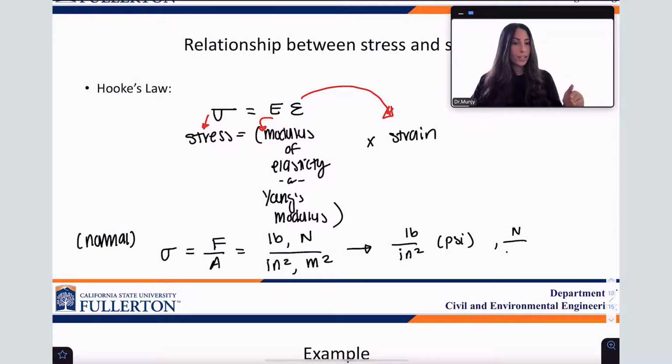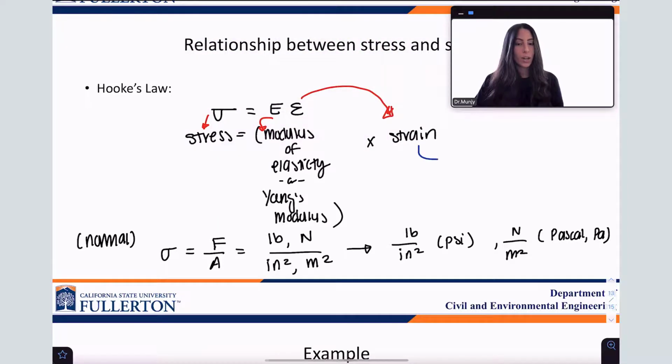If we're in US customary, that means we have pounds divided by inches squared, or PSI, right? Pounds per square inch. And if we're in SI units, we would have newtons per meter squared, and this is actually just a Pascal, which we abbreviate as Pa. So either one of these units are appropriate when we're talking about stress, okay?